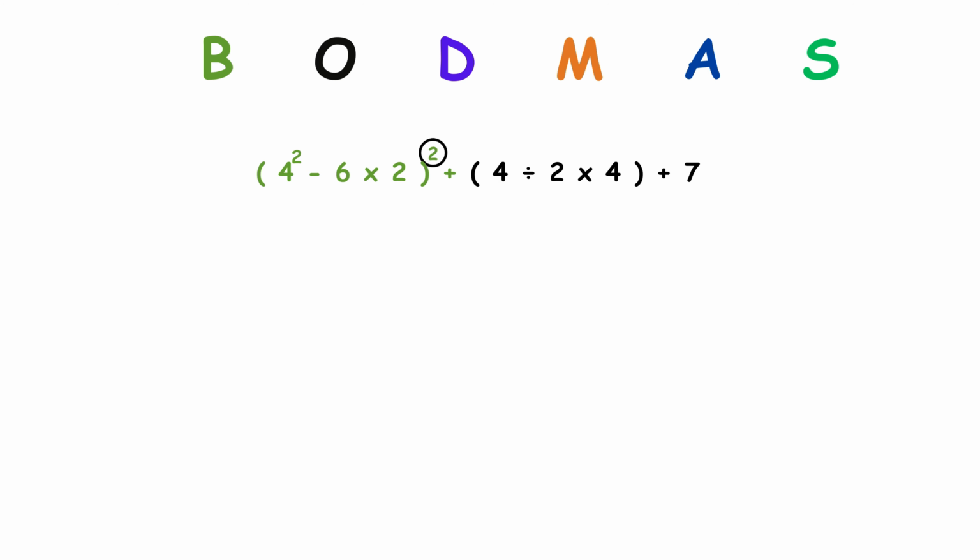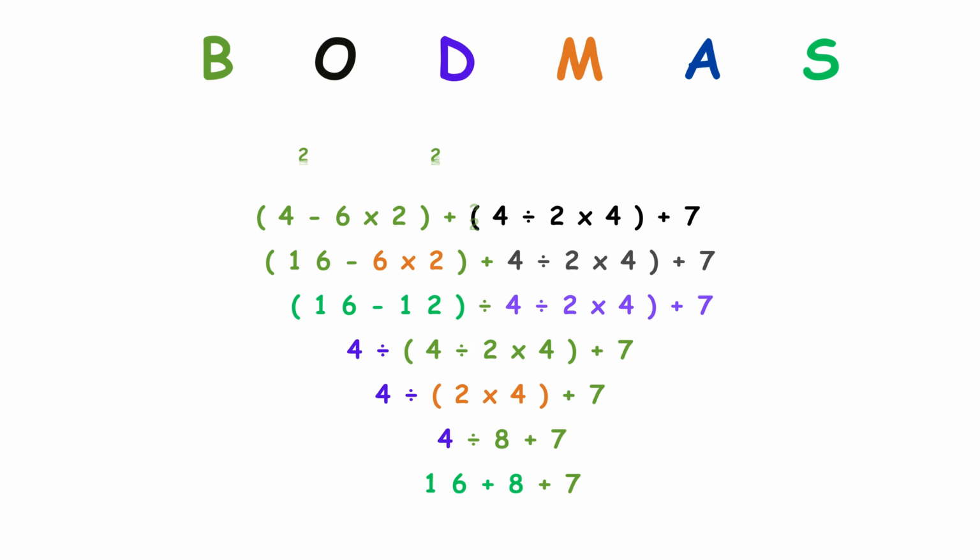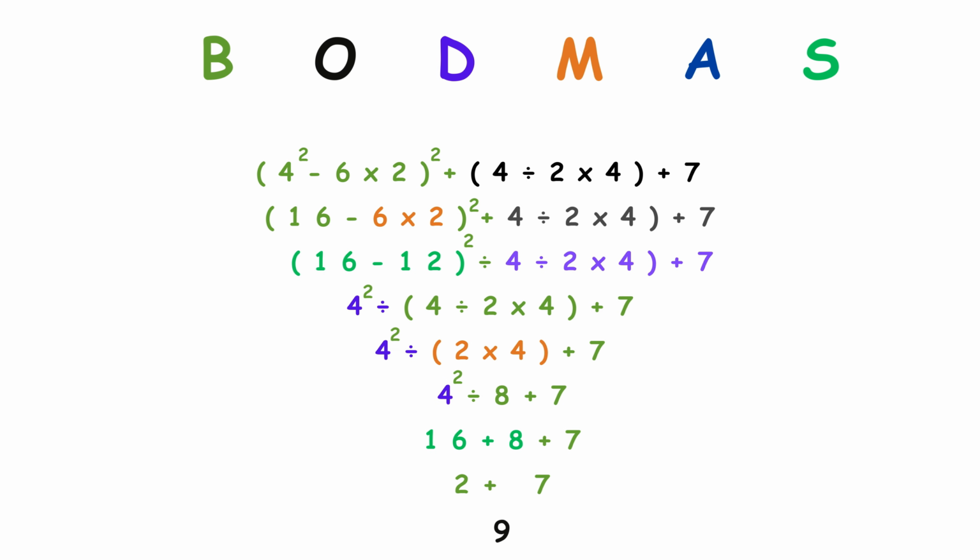Within this bracket, the first thing we handle is the index of 2 applied to the number 4, which is 4 squared, resulting in 16. So now we have 16 minus 6 times 2 inside the bracket. Since there is no division, we proceed with multiplication. 6 multiplied by 2 equals 12. Now we are left with 16 minus 12, which results in 4. Having completed the operations inside this first bracket, we can now rewrite our equation as 4 squared divided by another bracket containing 4 divided by 2 times 4, followed by a plus 7 at the end.